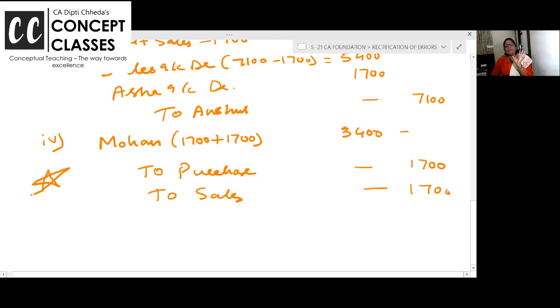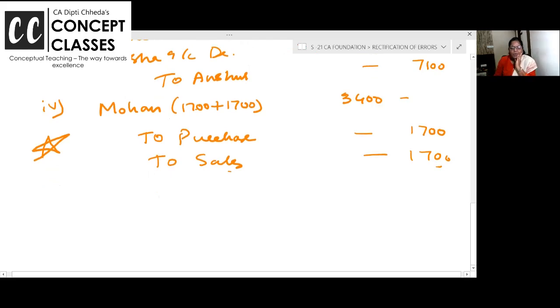Actually, what has happened? You have sold the goods. So sales credit, Mohan debit. But by mistake, you wrote it in purchase. So reverse the purchase entry. You have written purchase to Mohan, which is not there. So Mohan to purchase. So Mohan's account debit twice. One to nullify the credit and another to actually debit. Is my explanation clear to all of you? Last entry.